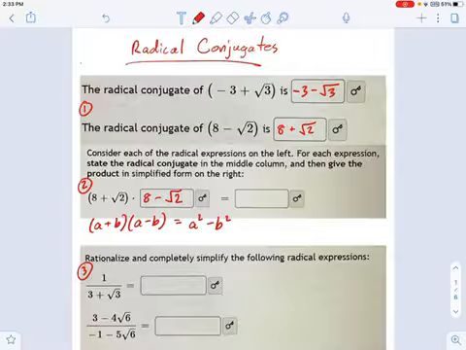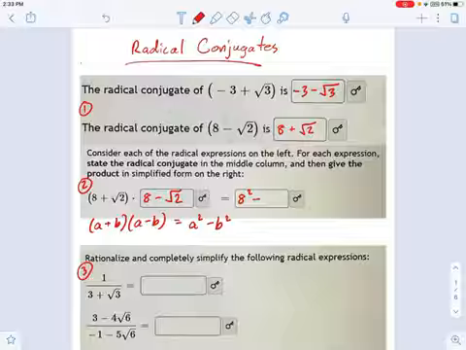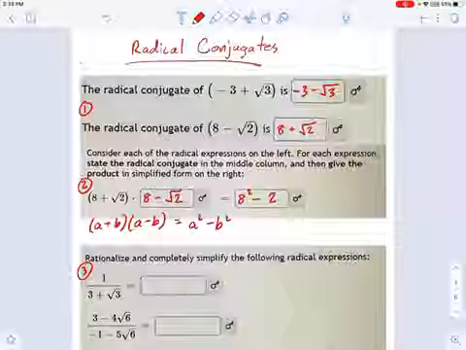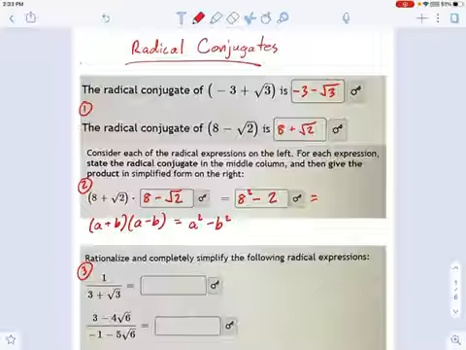So let's just figure this out. a squared is going to be 8 squared, and that's going to be minus b squared. B squared is just radical 2 squared, so radical 2 times radical 2, which is just 2. So this is 8 squared minus 2, which is 64 minus 2, so that's going to be 62.